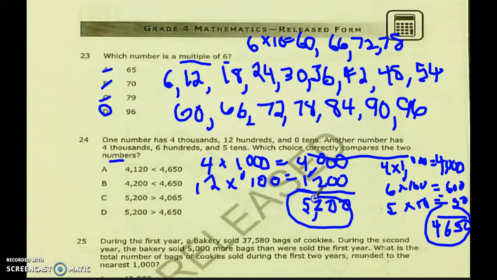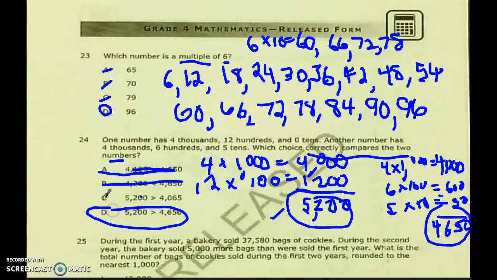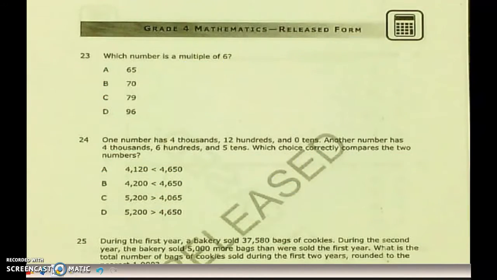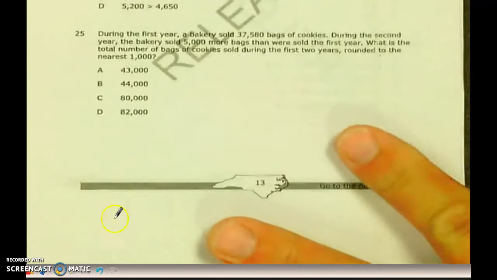This is 5,200. So any of these that don't have those two numbers, we can mark off because we can't compare them. This does not have 5,200 in it. This does not have 5,200 in it. These two do. So I've got 5,200 in here and here. But my other number is 4,650. So this would be the correct answer. All right, let me erase this and we'll go on to the next one. That's a very good EOG type problem right there dealing with place value. Do you know your place values?